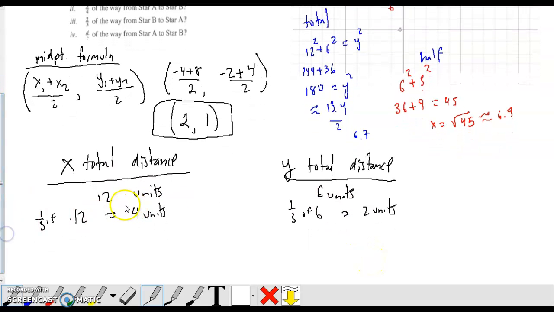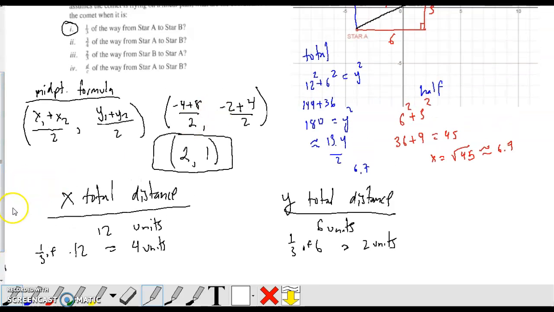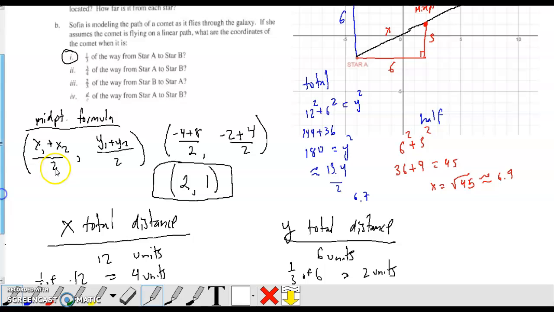Okay? And so I'm starting at point star A, and I'm going to go 4 units. So if I go 1, 2, 3, 4, and then I'm going to go up 2 units, 1, 2, this will be 1/3 of the distance. So the point 0, 0. Okay? And again, I could create a new triangle, so this will be 4 units and 2 units.